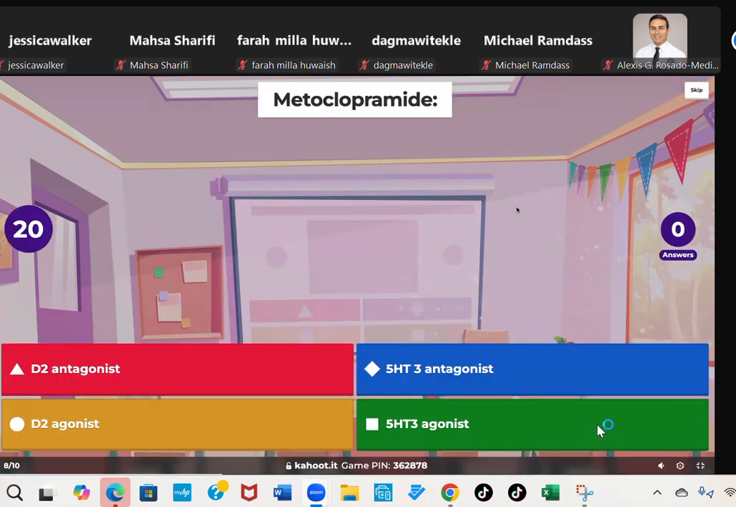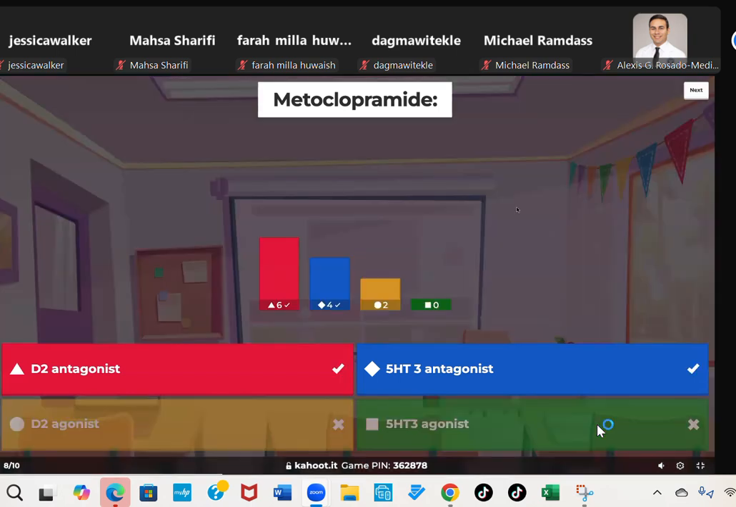Metoclopramide. Yep, there are multiple answers. Just metoclopramide, it's antagonizing different receptors. Okay. Also notice that it has central and peripheral effects and all these.